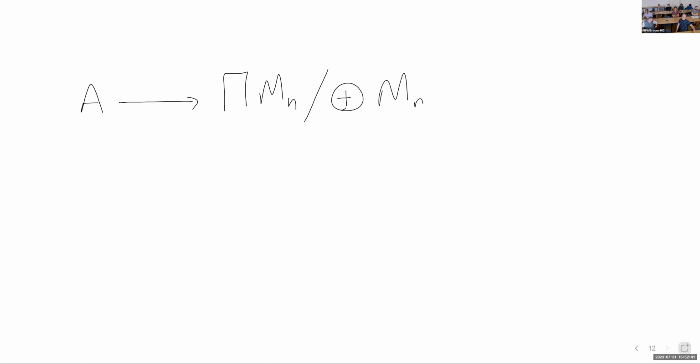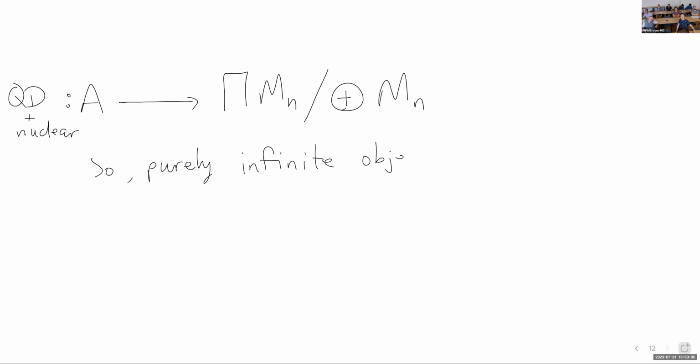All right, so quasi-diagonal means that I can find such an embedding. Let's say quasi-diagonal plus nuclear means this. Yes, I can embed A into this. Okay, so as I said, purely infinite objects in this category E have decomposition rank equal to infinity.